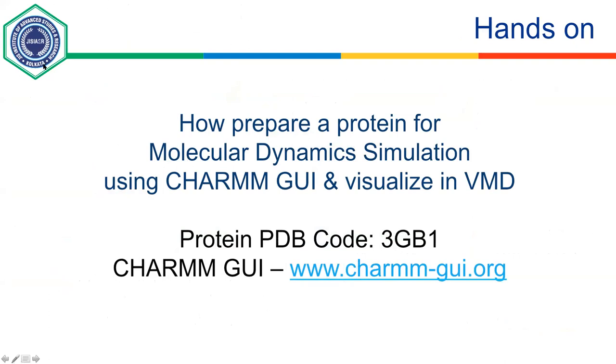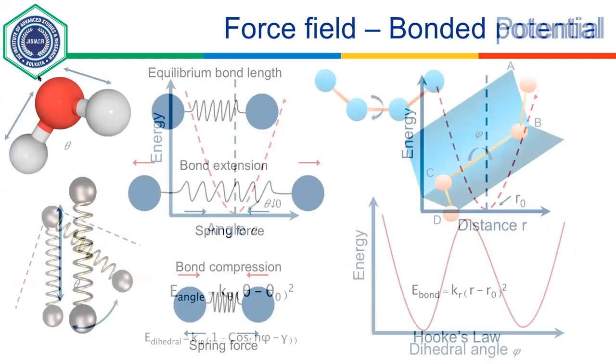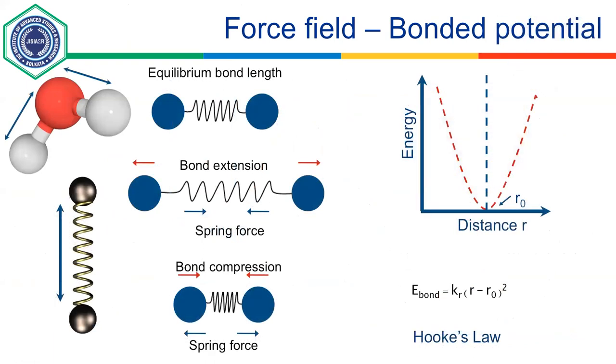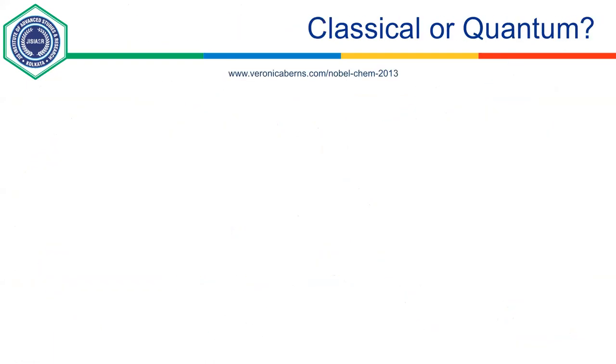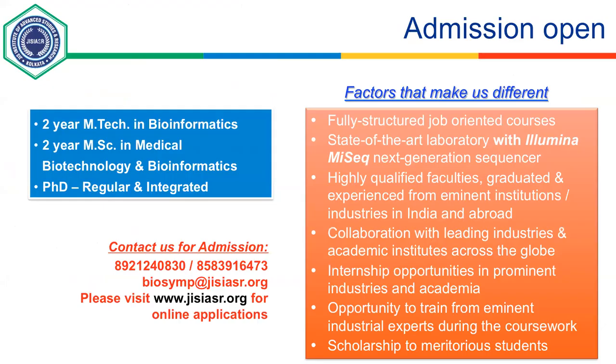Admissions are going on at biosimp@jisiasr.org. And if Bilkis, you have any specific area of interest in your mind for which you want some kind of information on databases, you can always write to us. We would be happy to help. Yep, this is the mail ID again. And the contact information.